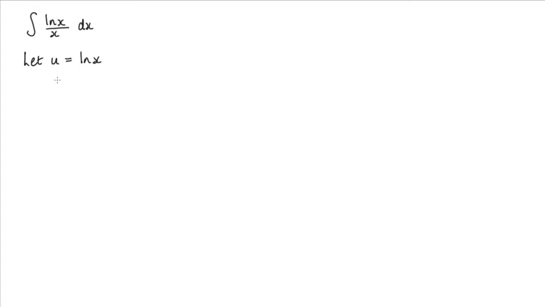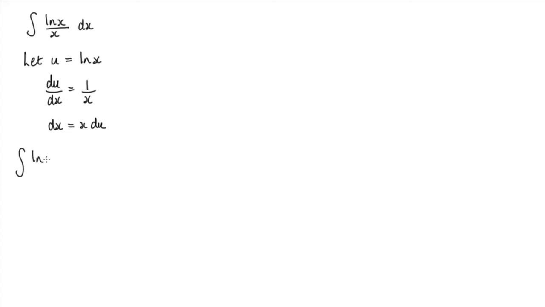Now we can differentiate this fairly straightforward. So du by dx is 1 over x. Now I can rearrange this to find what dx is, and dx will be equal to x times du.